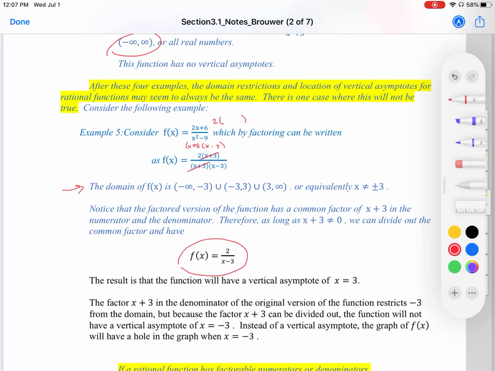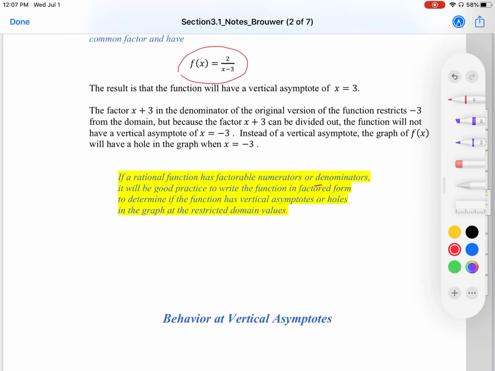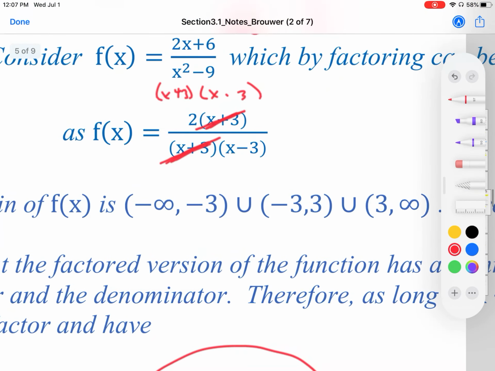this. So without the part that overlaps, this resulting function will have a vertical asymptote of x equals 3. The factor x plus 3 in the denominator of the original version of the function restricts negative 3 from the domain, but because the factor x plus 3 can be divided out, the function will not have a vertical asymptote at x equals negative 3. Instead, the graph of f of x will have a hole in the graph. So we're talking about these two pieces.